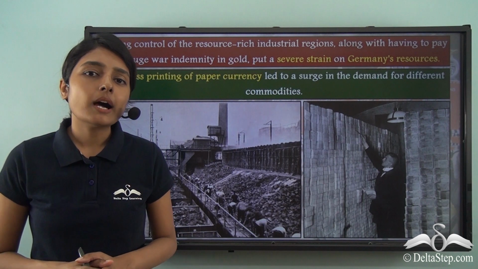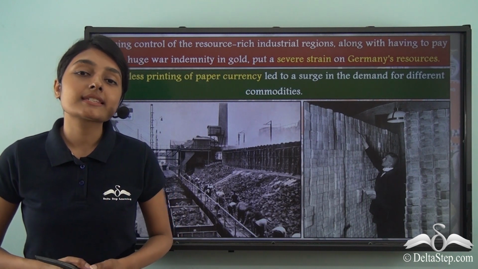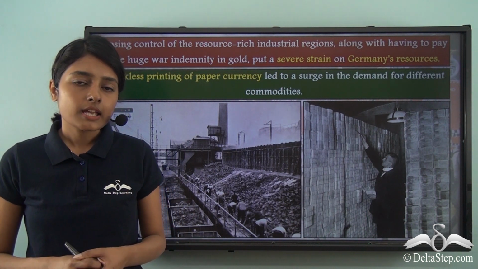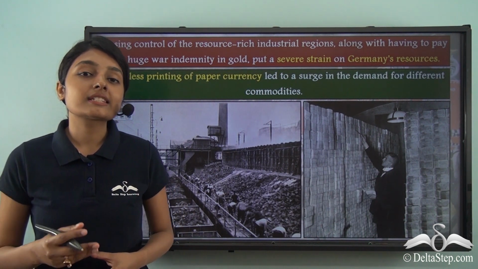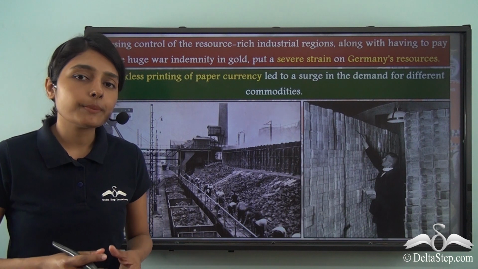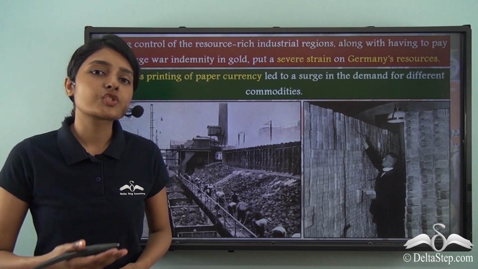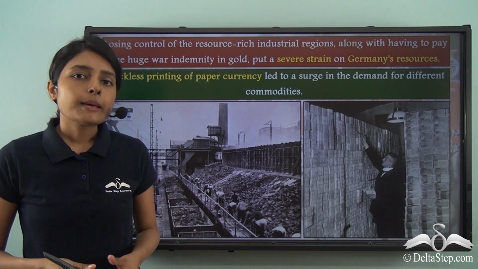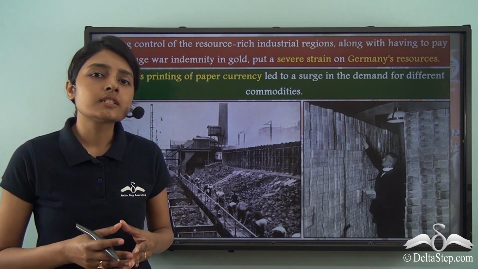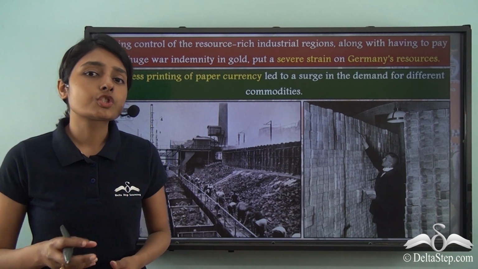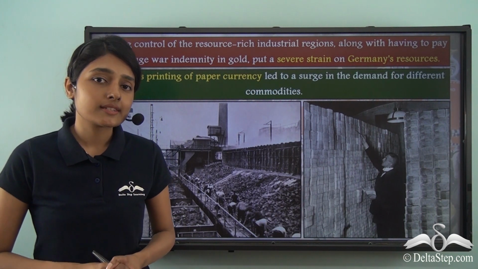Now, the German mark, which was the German currency at that point of time, was being recklessly printed. Because the policymakers thought that if they recklessly print paper currency, then the German masses will have access to more money. But the access to more money did not come as a solution to the economic crisis that Germany was enmeshed in during this time.